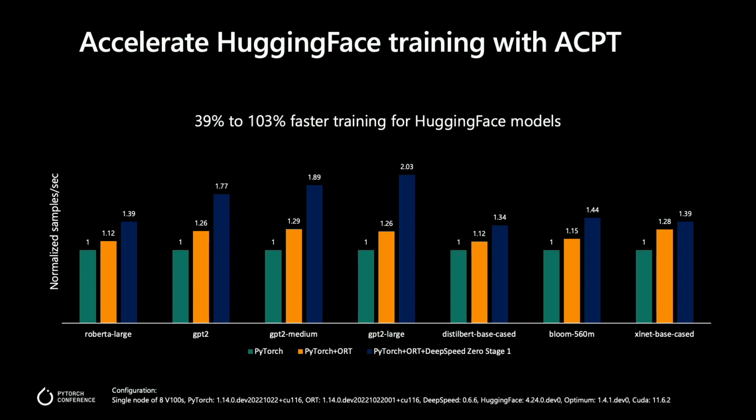The green lines are when it's run just with PyTorch. The orange is when it's run with PyTorch plus ONNX Runtime, or ORT. And the blue is when it's run with PyTorch, ORT, and DeepSpeed. You can see the huge jump in training time improvements. We see 39 to 103% faster training times when these powerful acceleration technologies are combined and run with PyTorch on Azure.